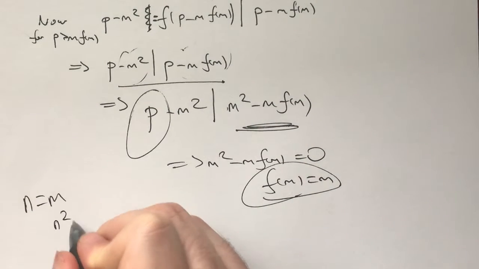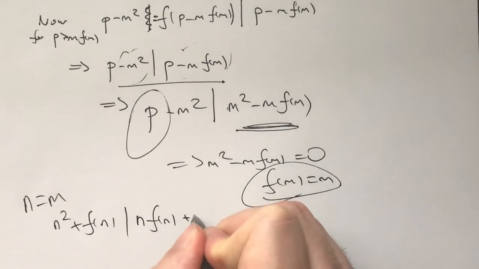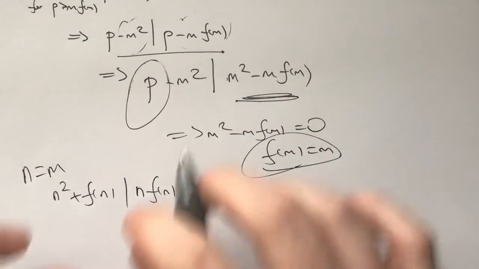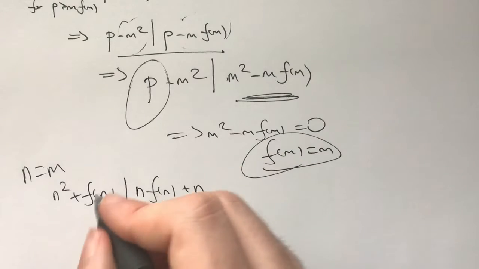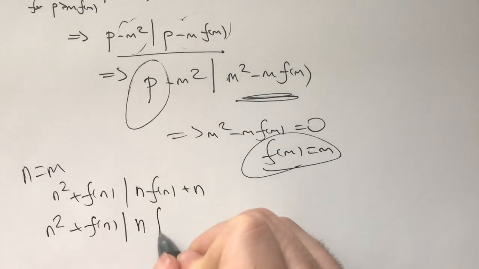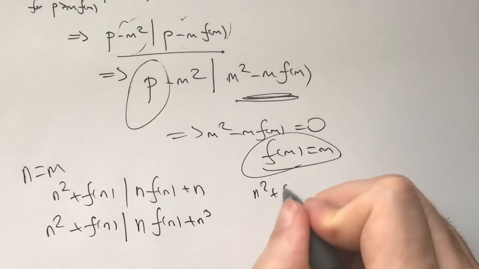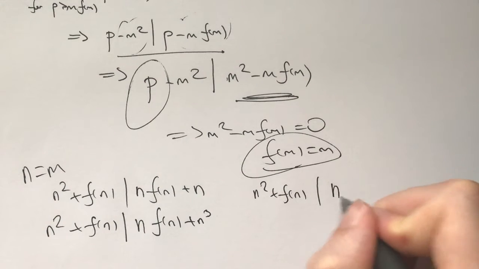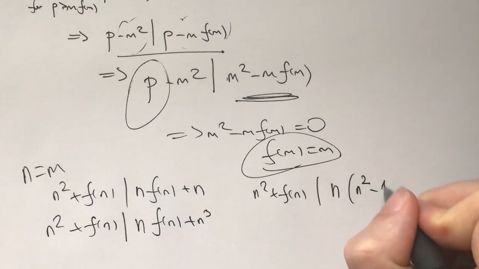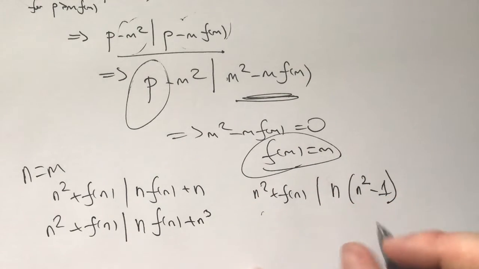Another way would have been to put in n is equal to m, and then what you get is that n squared plus f of n divides n f of n plus n. And now you want to work with this somehow. Well, you have n squared plus f of n. You see this divides n f of n plus n cubed. You subtract, you get n squared plus f of n divides n times n squared minus 1, right? This is good, I believe. Yeah, this is n times n plus 1.